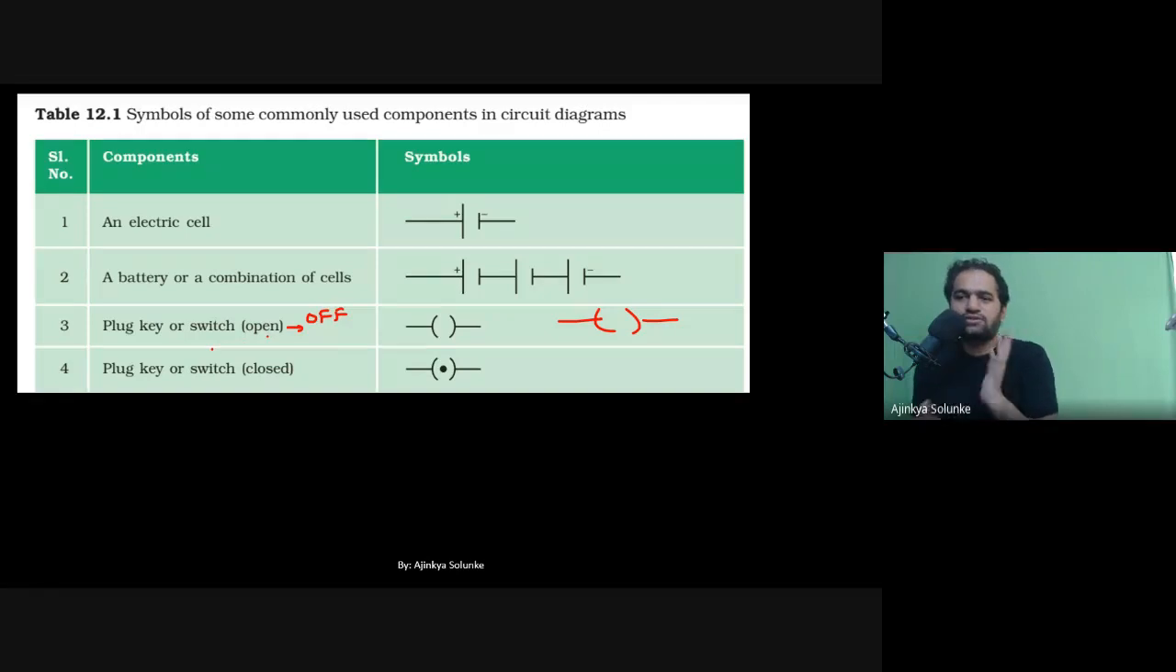I know it sounds ridiculous that when we are saying it's off, the switch is open, so it feels like open means on. It's not like that. When somebody says the switch is open, it means the switch technically is off. And when the switch is closed, what kind of symbol are we using? Bracket, and then there is one dot in between. That is called the on position.